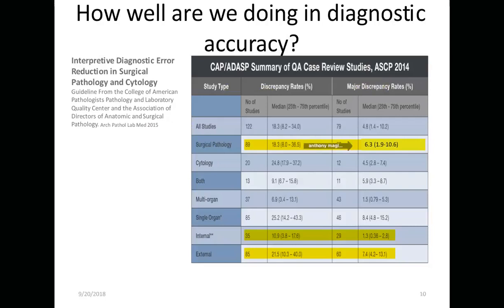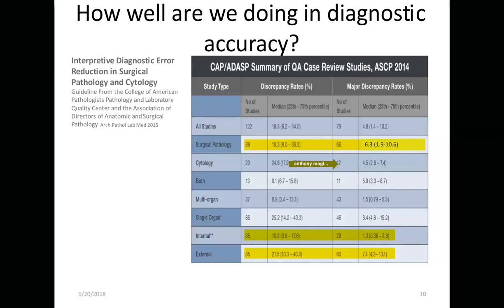In surgical pathology, this was 6.3% for major discrepancies. And major discrepancies are usually defined as discrepancies that will impact patient care in terms of a change of diagnosis and so on. In terms of cytology, this rate was 4.5%. So these numbers are concerning in that you consider in every 100 patients that up to 6.3% may have an error of some type that influences treatment.